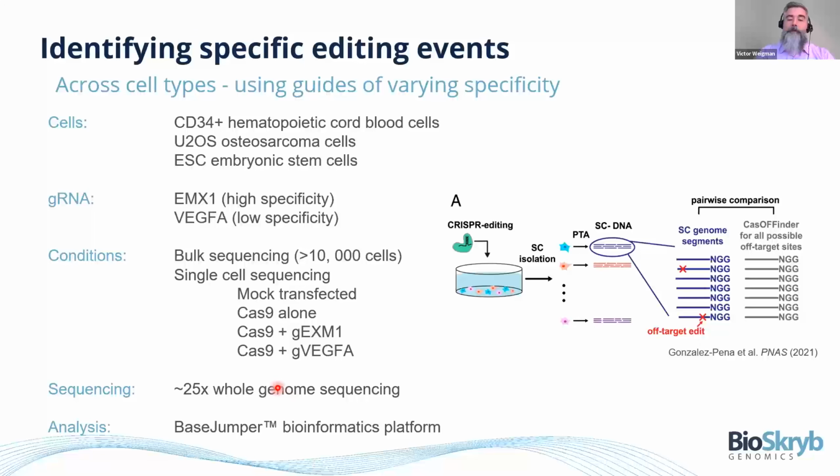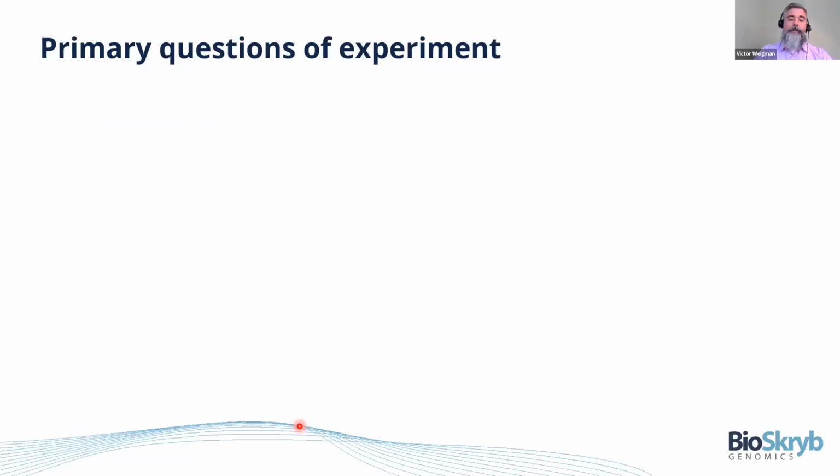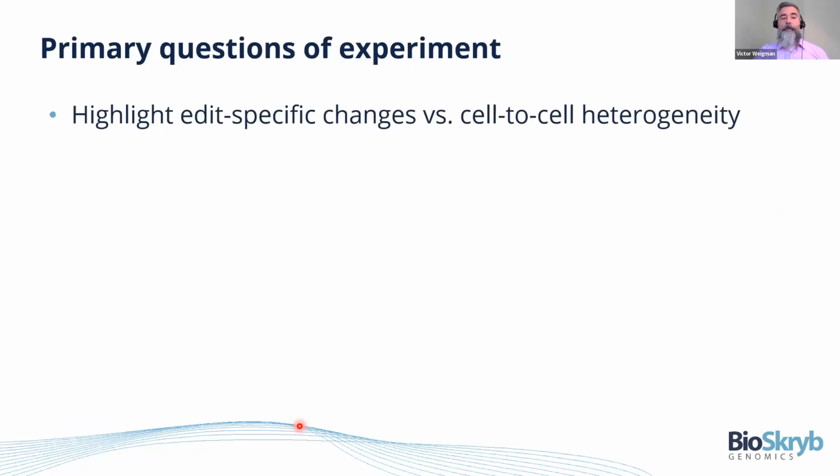What I mentioned is we did 25x whole genome sequencing, and we applied the Base Jumper bioinformatics platform to do your alignment, your variant calling, your indel calling, copy number, structural variant, and the biomarkers that we're going to be discussing throughout this conversation. So what are our primary questions for this experiment?